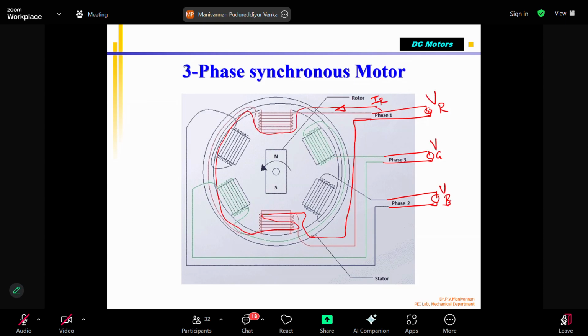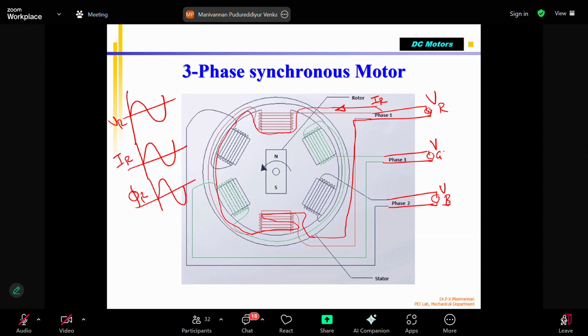Correct? We are applying three-phase AC voltage. Because the voltage supplied is alternating, each phase generates alternating current, so the current going through the coil will also be alternating. Because of that, there's a rotating magnetic field. I say that this is phi R, this is IR, this is VR. Same thing for the next one.